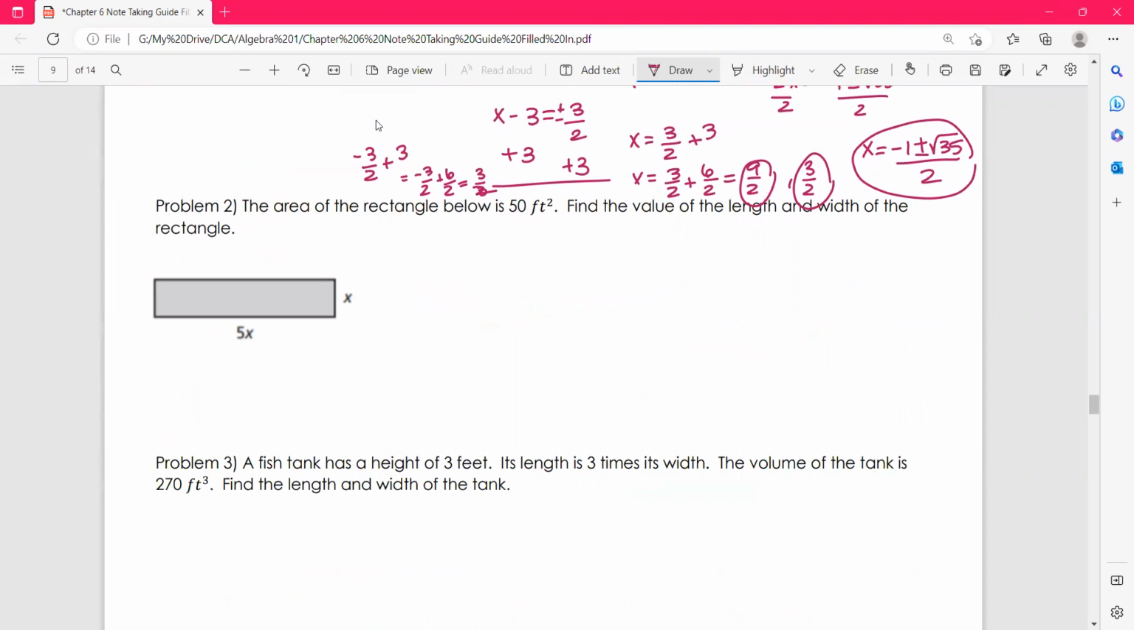The first question, we're just going to talk about two. It'll be a short video. It says the area of the rectangle below is 50 feet squared. Find the value of the length and the width of the rectangle.